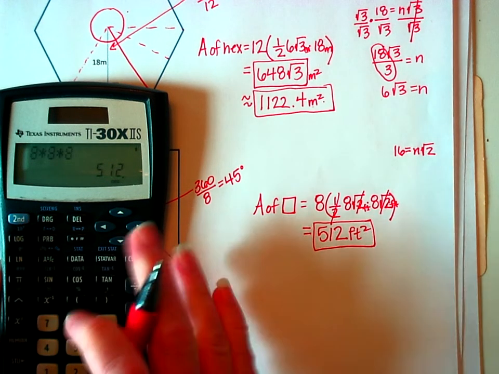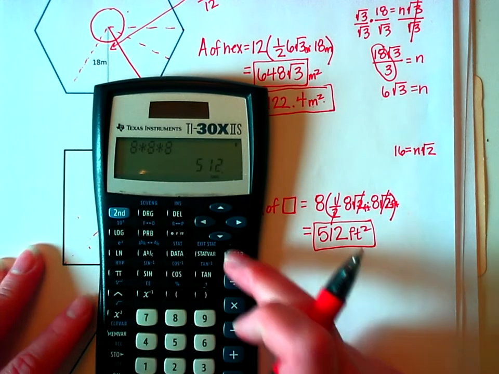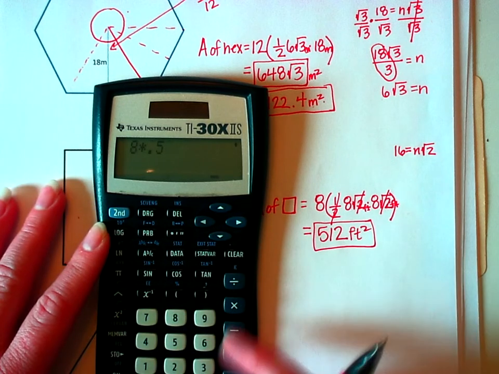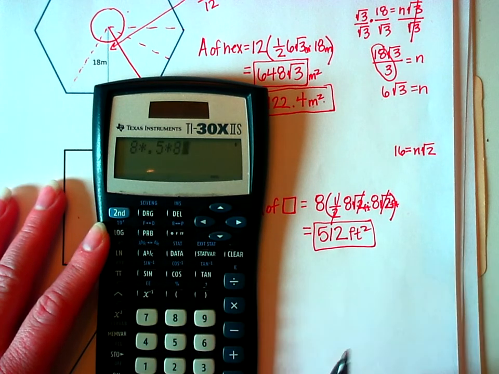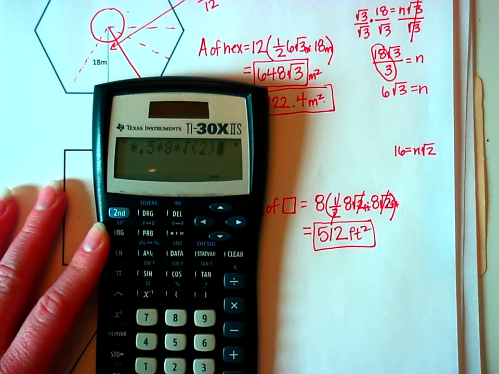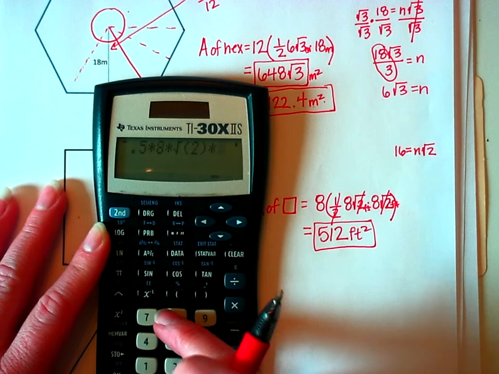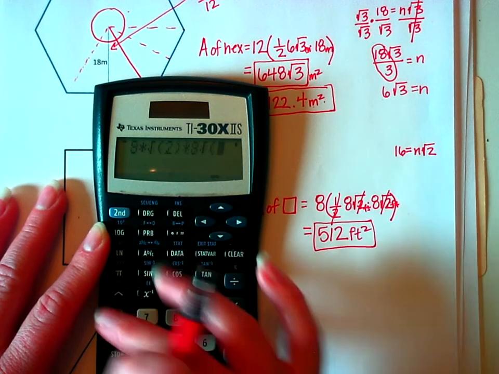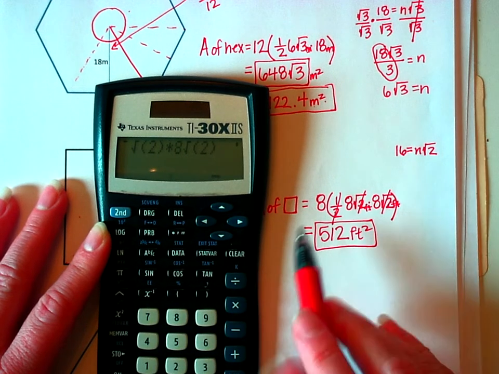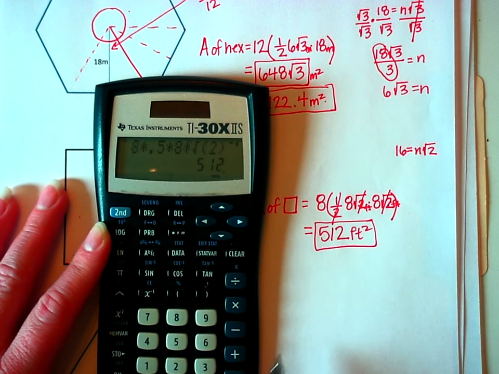Okay, I'm going to show you that you would have gotten the same thing if you put the whole thing in your calculator. So we could have gone 8 times 0.5 times 8 times square root 2, make sure you close it up, times 8 square root 2. So putting all of this in our calculator, we would also get 512.